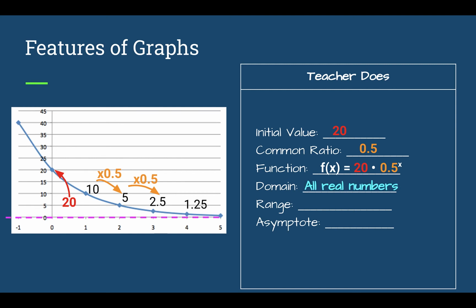Asymptote, it is getting smaller and smaller and smaller, but it's still getting closer to 0. It won't go negative. If you don't believe me, take a calculator and keep multiplying by 1/2. See if you can ever go negative. So your asymptote, y equals 0. And again, our graph is above the line. So your range is y is greater than 0.